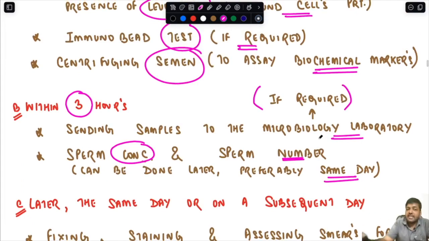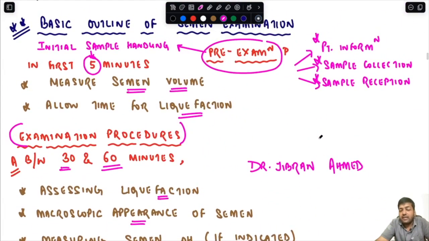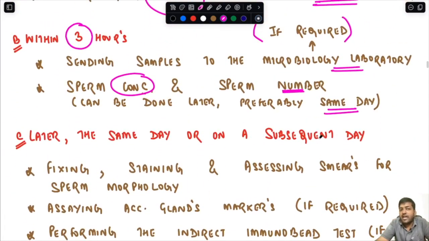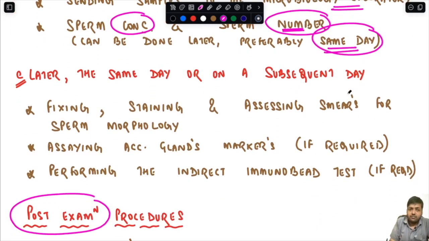So in the previous edition, the sperm number and concentration were to be done between 30 to 60 minutes, but now they are saying it can also be done within 3 hours, and also on the same day, but at any time after 3 hours also it can be done. Okay, so it is not something that has to be carried out at that instant only. The sperm concentration and sperm number can be carried out within 3 hours, and if not, then later on, but on the same day, or on a subsequent day.